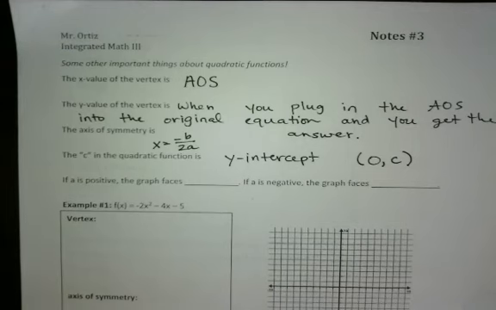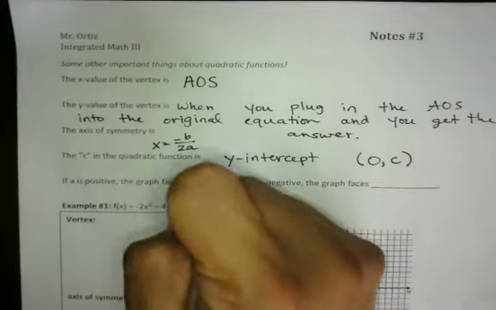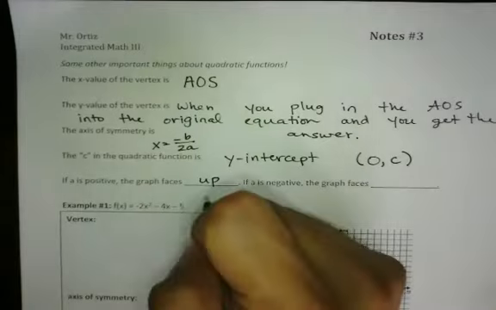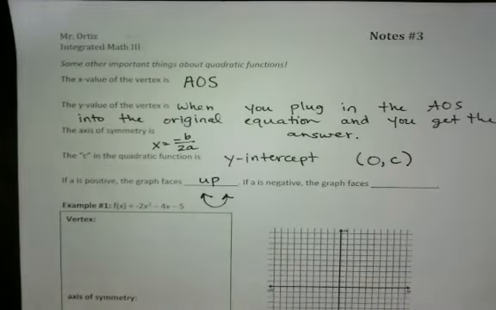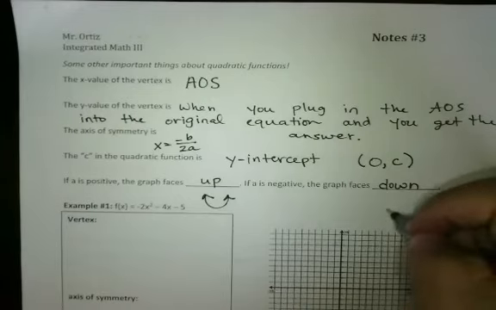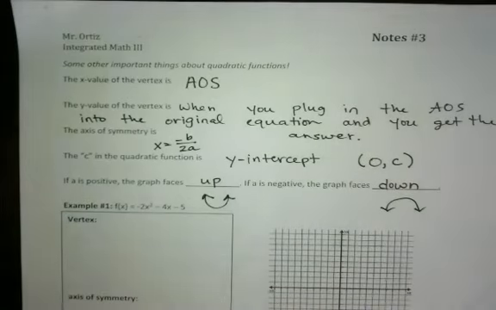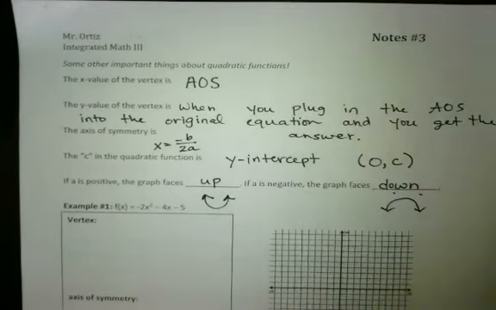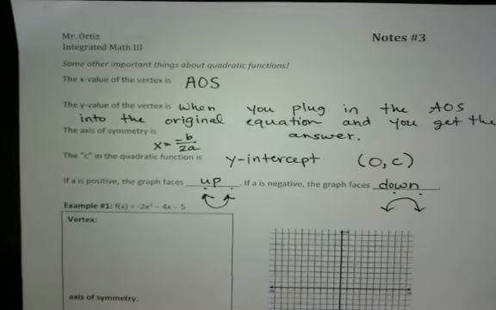So if A is positive, which way do you think the graph is going to face? Is it going to face up or down? If our A is positive, the graph faces, just like Jocelyn said, up. So our graph should look like a happy face. If A is negative, the graph faces down, and it looks like a sad face.